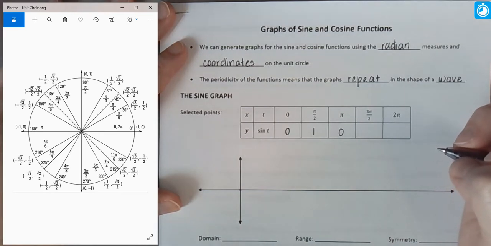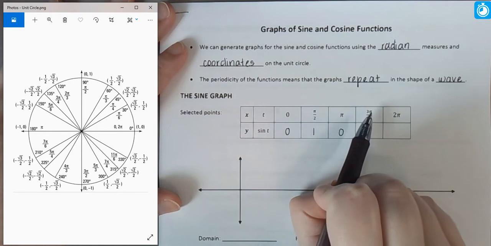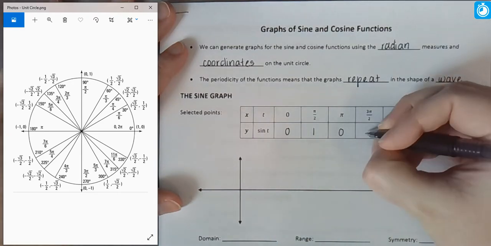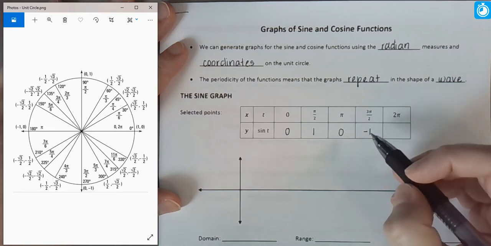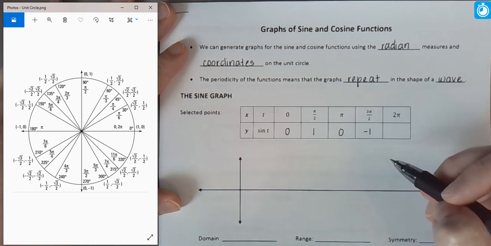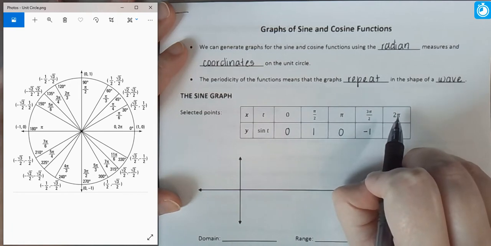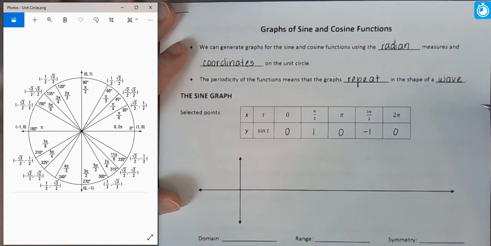And then if we continue to rotate, now we've dropped below the x-axis, which means our y values are now negative. So as we continue to rotate from pi radians to 3 pi over 2 radians, we're decreasing from a value of 0 to a y value of -1. So at 3 pi over 2, our sine value is -1. And then as we come full circle, we continue rotating from 3 pi over 2 all the way back to 2 pi. We get back to a y-coordinate of 0.